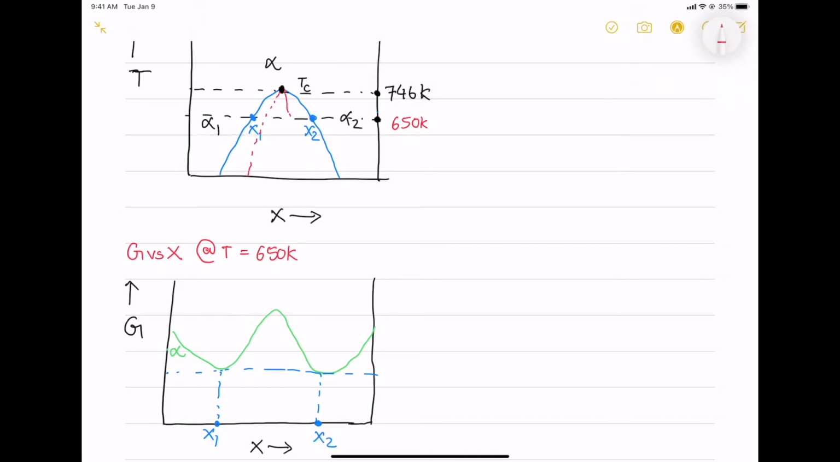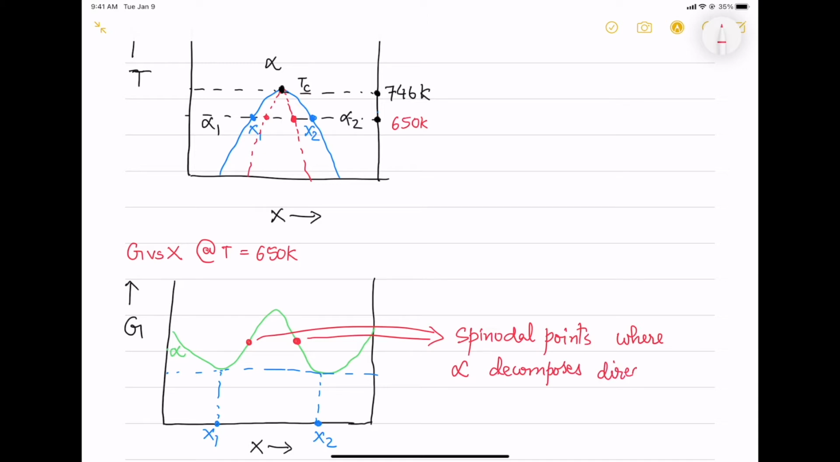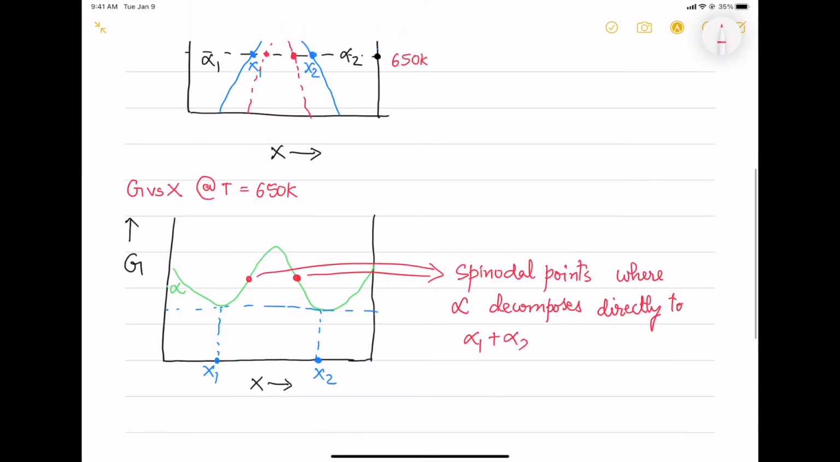And now the spinodal region is where we have a spontaneous decomposition. So those are the red points on the G versus X curve, and this is where if we start at this composition, the alpha splits spontaneously into alpha 1 and alpha 2.